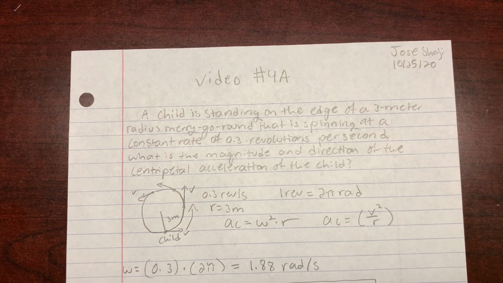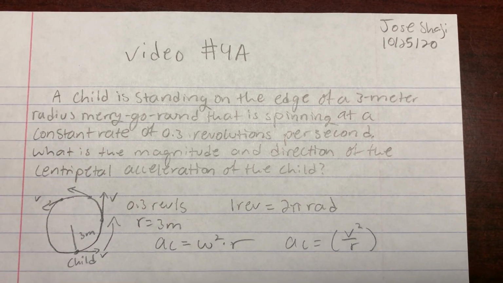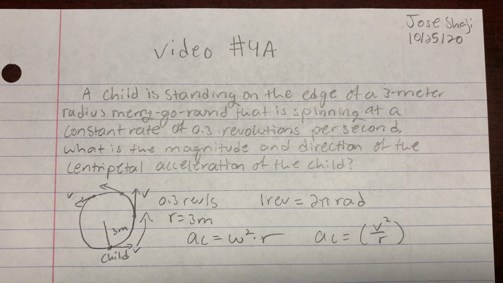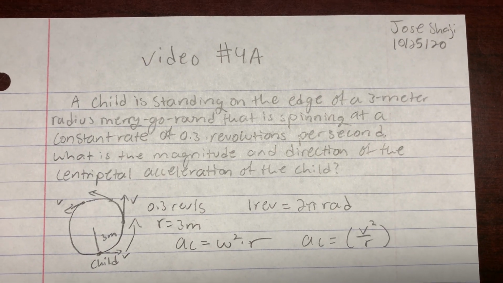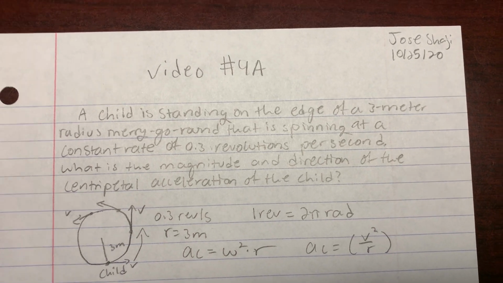I will be explaining video 4A. A child is standing on the edge of a 3-meter radius merry-go-round that is spinning at a constant rate of 0.3 revolutions per second. What is the magnitude and direction of the centripetal acceleration of the child?